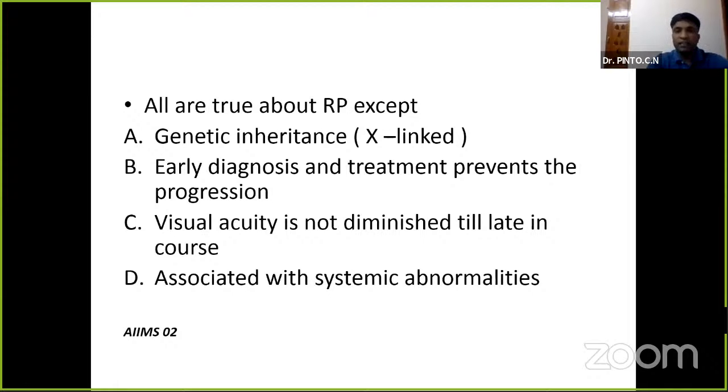All are true about retinitis pigmentosa except: it's genetically inherited, that is X-linked. Early diagnosis and treatment prevents the progression. Visual acuity is not diminished till late in the course. Associated with systemic abnormalities. What is the answer?